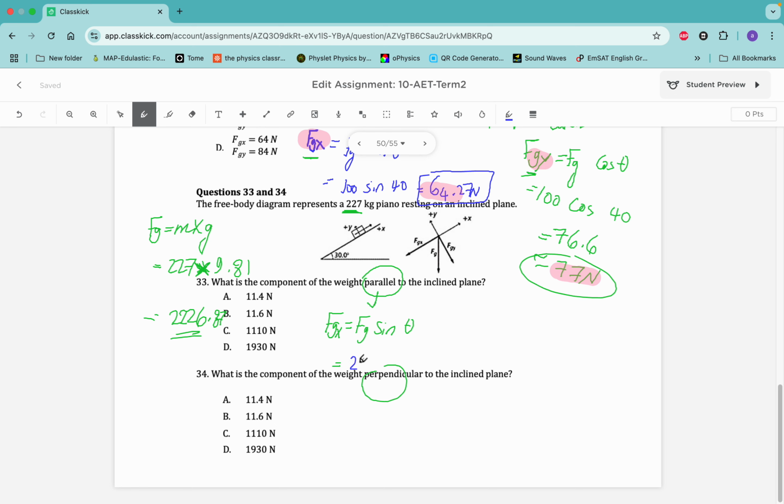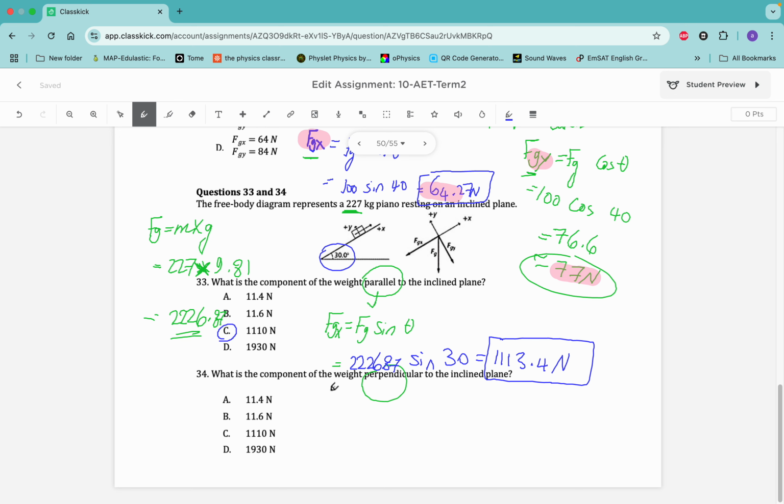So 2226.87 sine, our theta is 30. Sine 30 gives 1113.4 Newton. We don't have this number exactly, but the closest answer is C. This is the closest.